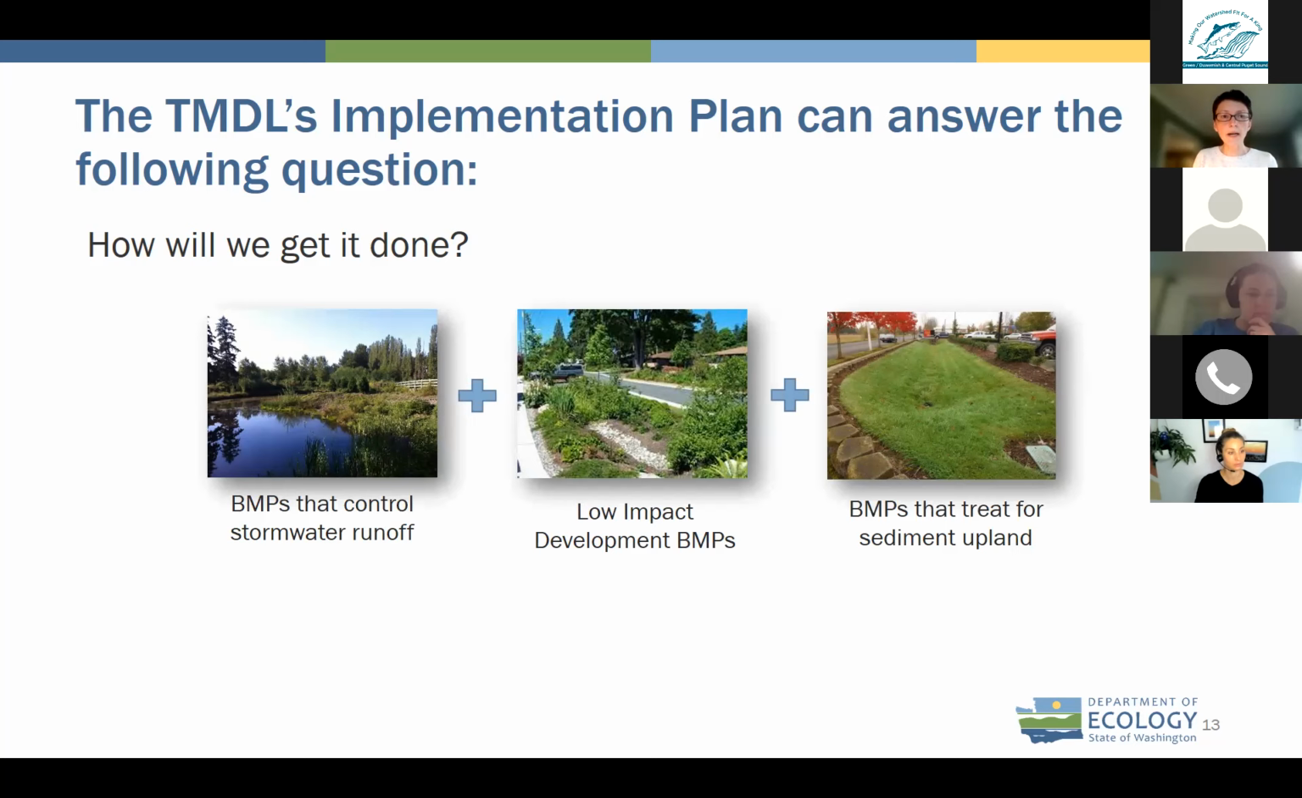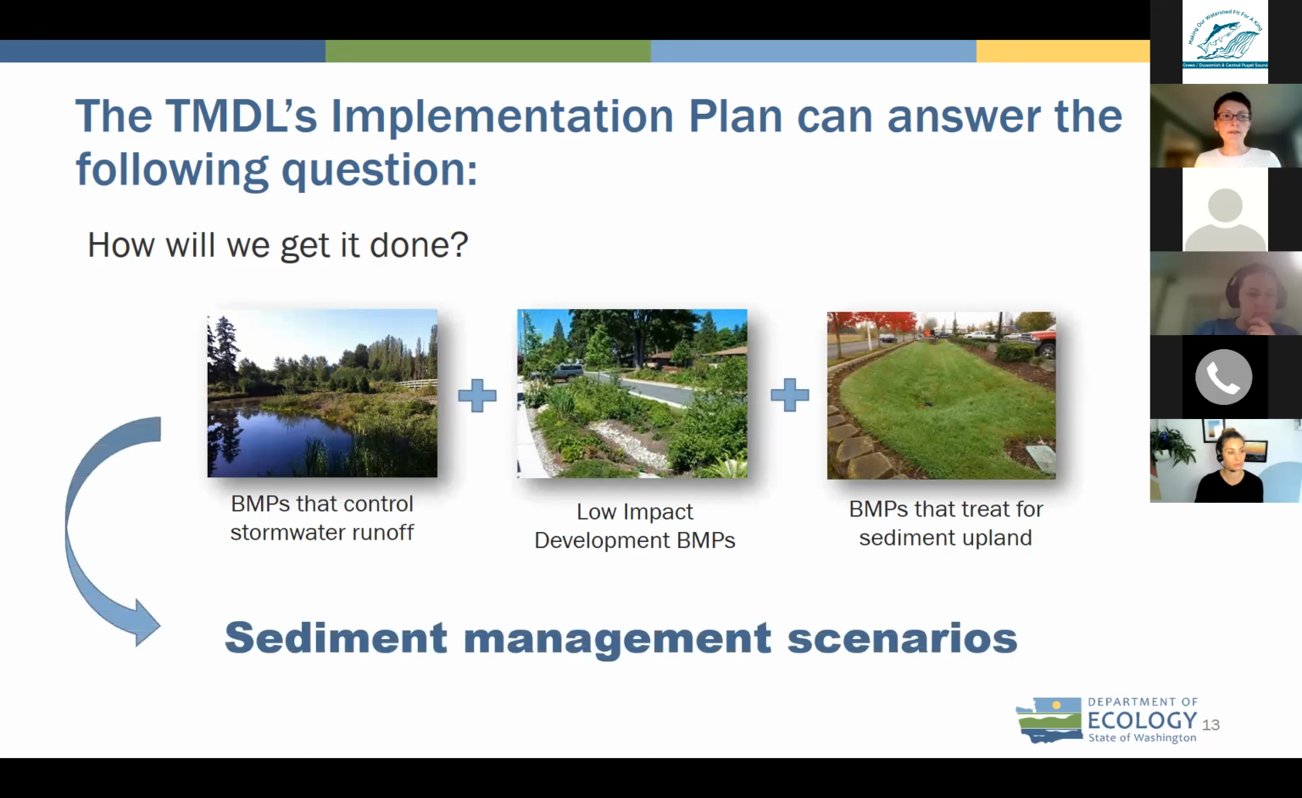And next, we're not just going to provide a list of these BMPs. We want to know what combination of these BMPs will get us there at an acceptable level of effort. So we will use them to build scenarios that estimate the level of effort needed to reach the optimal levels that the TMDL indicates for sediment production. We will use a scenario development tool that we have recently acquired that goes hand in hand with HSPF.